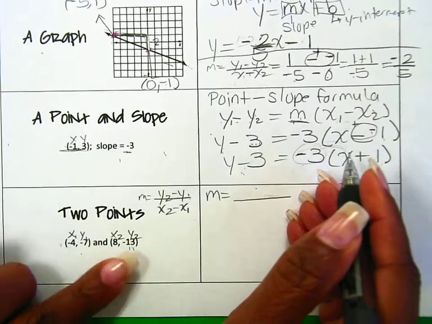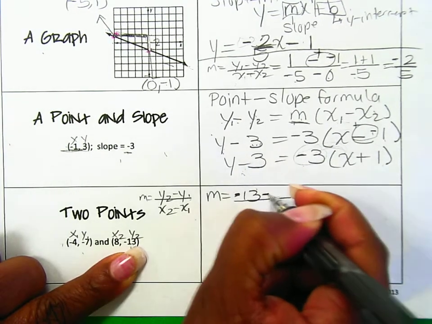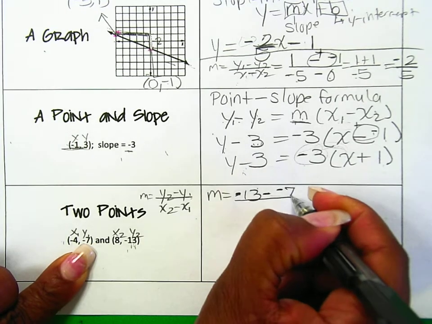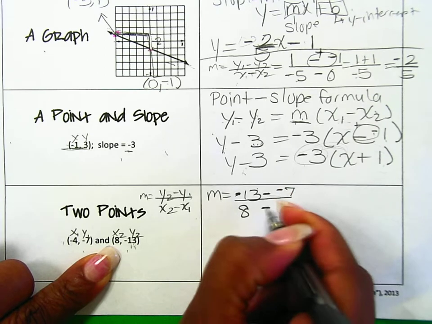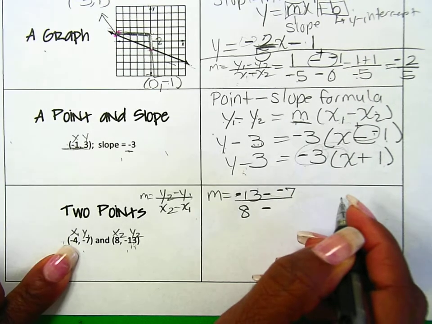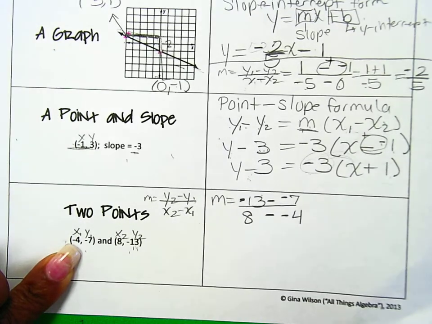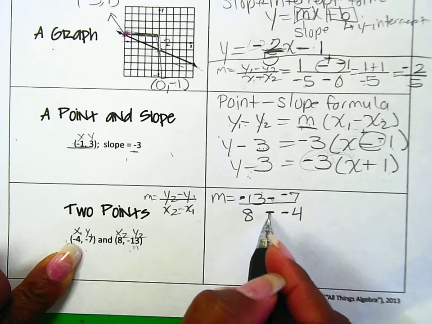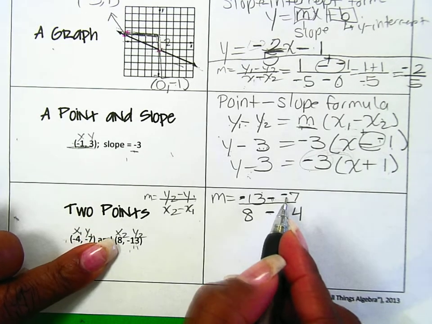Okay? So y of 2 is -13. The formula told me to put a subtraction sign. My second y is -7. Okay, my first x is +8. The formula told me to put a subtraction sign. My second x is -4. Okay. So if the formula told me to put a subtraction, I'm putting a subtraction because that's a part of the formula. The negative goes with the point that was given to me.